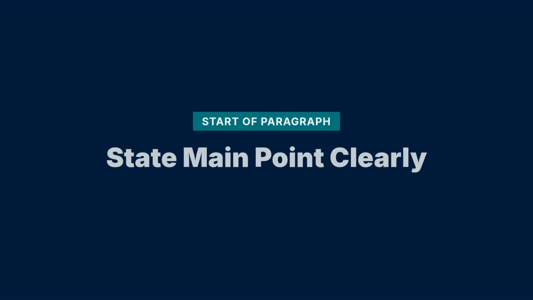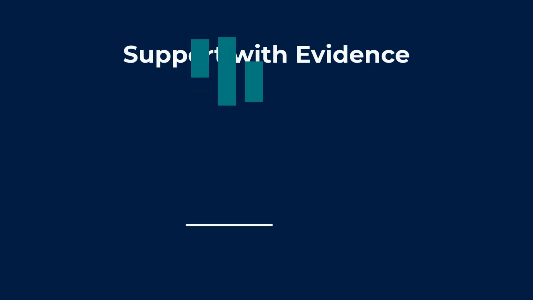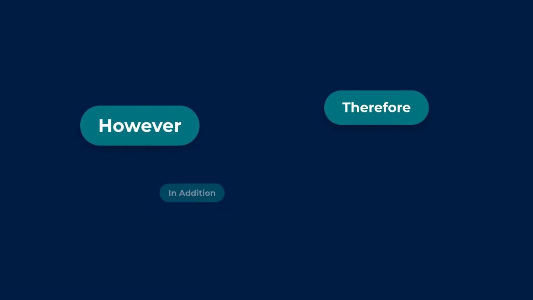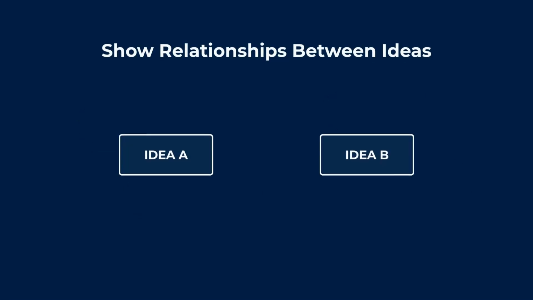At the start of each paragraph, clearly state your main point, and then support it with evidence such as data or citations. Using simple linking words like however, therefore, in addition, and in contrast helps guide the reader. These words show relationships between ideas.